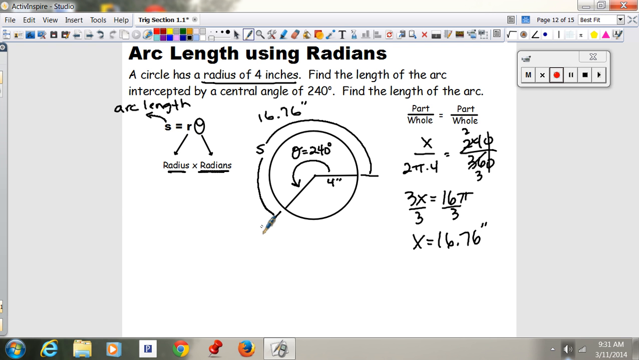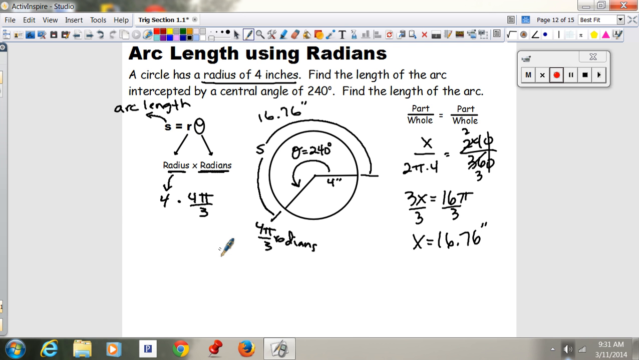How much is 240 degrees as a radian? 4 pi over 3 radians. Now remember, this is 4 pi over 3 radians to get to here. How long is each radius? 4 inches. So each radian is 4 inches.